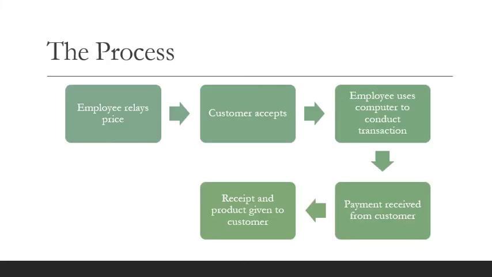Once a customer has selected what items they'd like to purchase or trade in, they're going to go up to the register and the employee will relay the final price. The customer will then accept or decline that price, and the employee will use the computer to conduct this transaction. Then during the transaction, the payment will be received from the customer, and finally the receipt and the product will be given to the customer and they will be on their way.